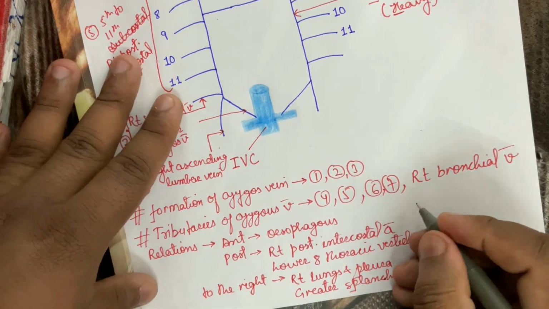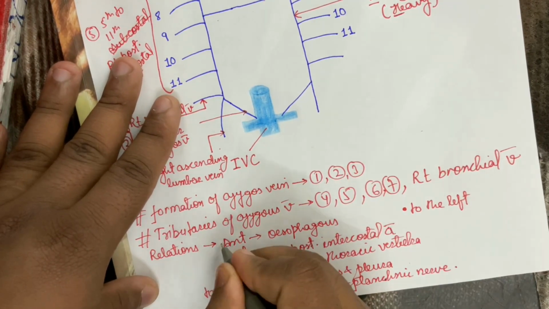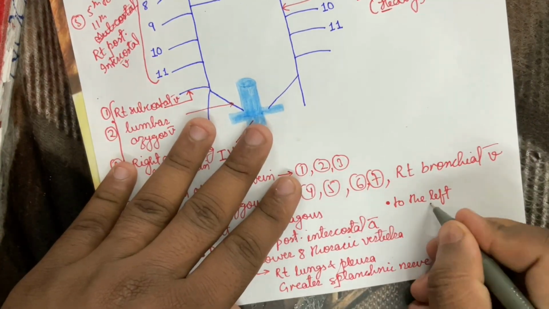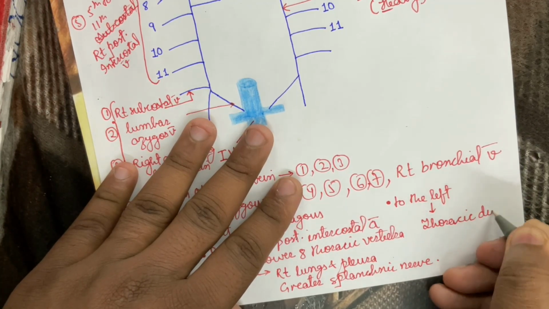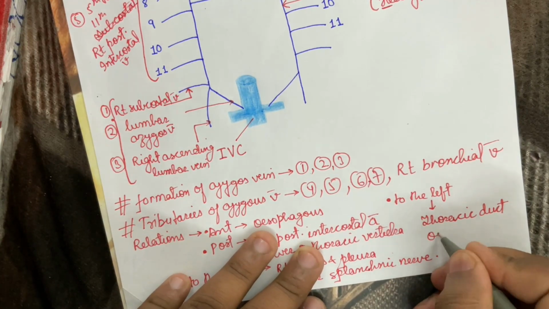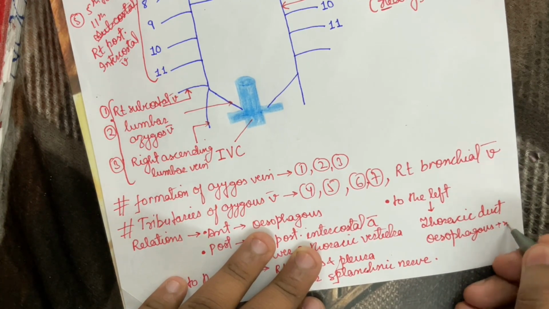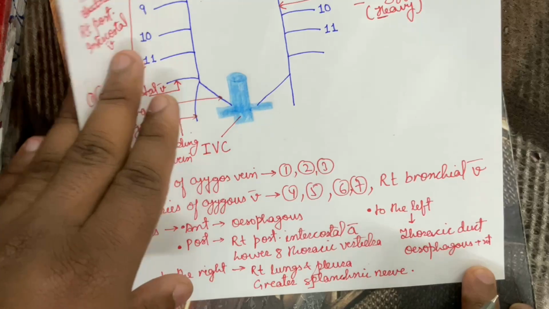To the left, anterior, posterior, to the right, to the left. Thoracic duct, esophagus present in the upper part. Thoracic duct and esophagus present at the upper part.